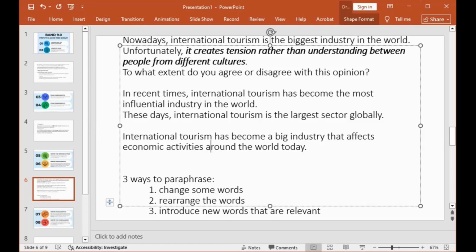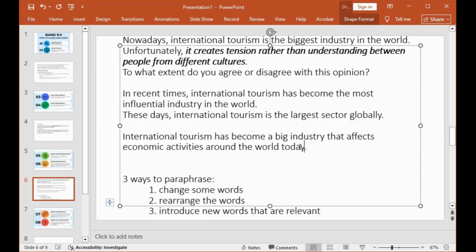So you see paraphrasing. We change some words and rearrange the words, or we change some words and introduce new words that are relevant, or we rearrange and introduce new words, or we can do all the three. I think I've done all the three here. Instead of saying, what's it called now?